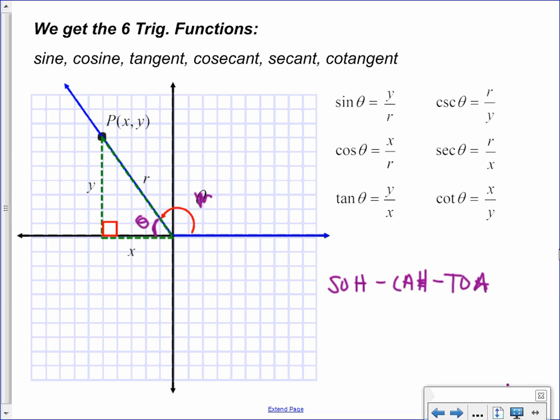Right. Okay, so you have to have these trig functions, right? And you have to have them memorized, all right? Memorize those trig functions. If you can only memorize the first three, that's fine, because the other three are this way. Okay?